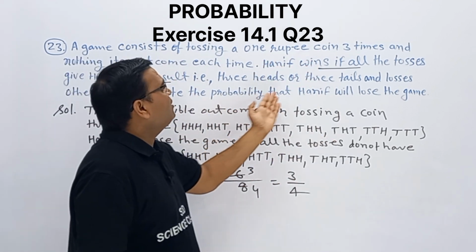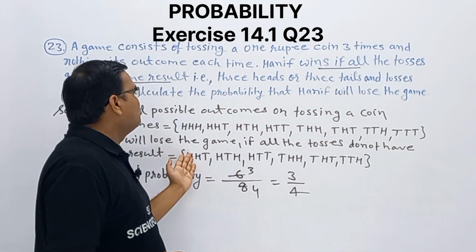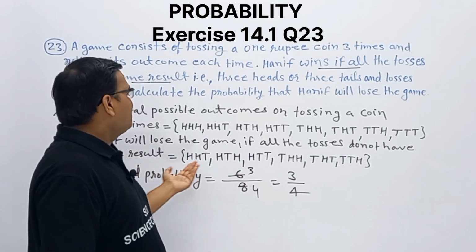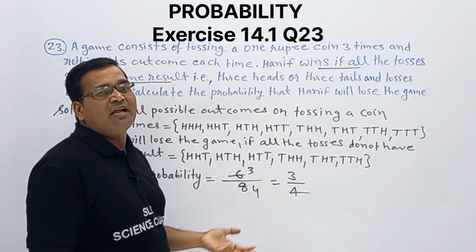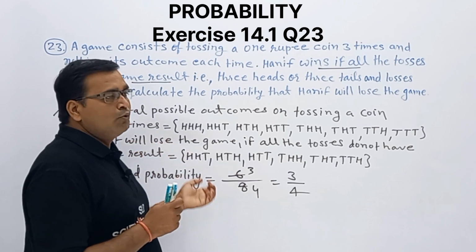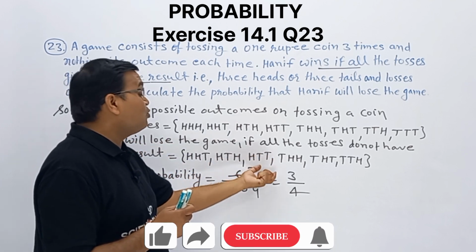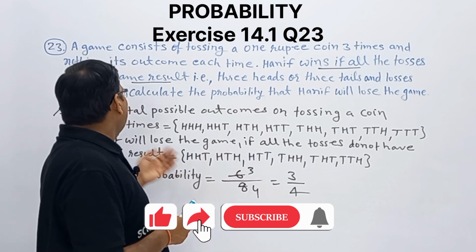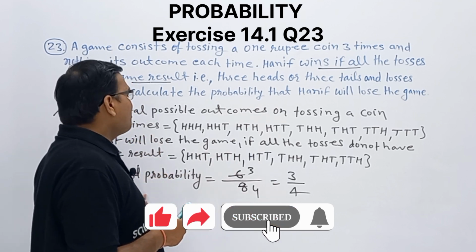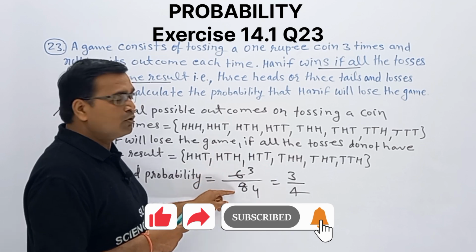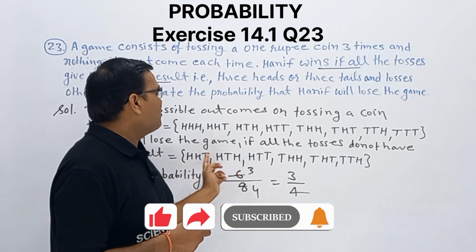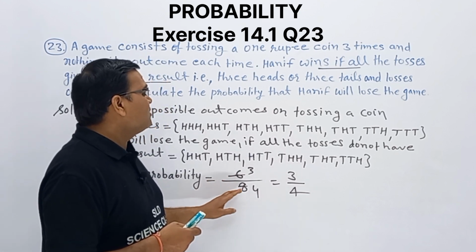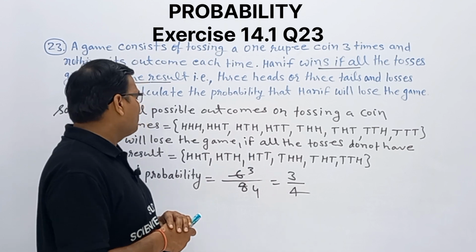We require the probability that Hanif will lose. So Hanif will lose the game if all the tosses do not have the same result. It means these situations, once we are getting them, Hanif will lose. It means 6 situations, 6 favorable outcomes, that time Hanif will lose. Then the required probability is the number of favorable outcomes divided by total possible outcomes. Favorable outcomes will be 6 and total possible outcomes will be 8. Once we solve this one, we are getting 3 upon 4. This is the required probability.